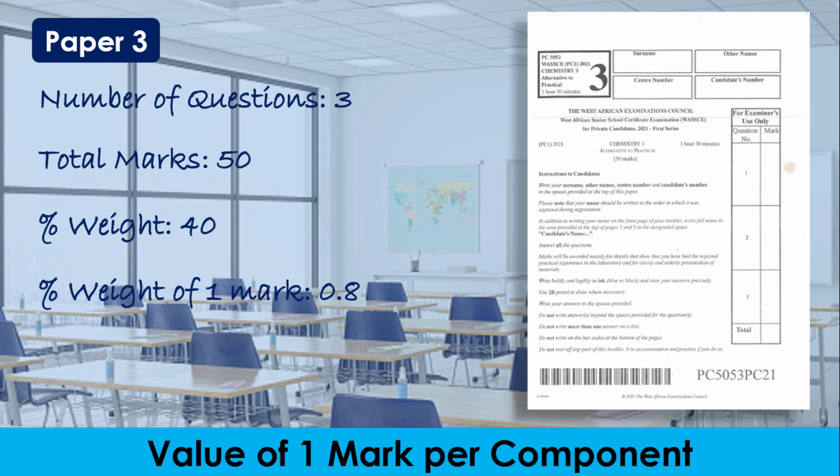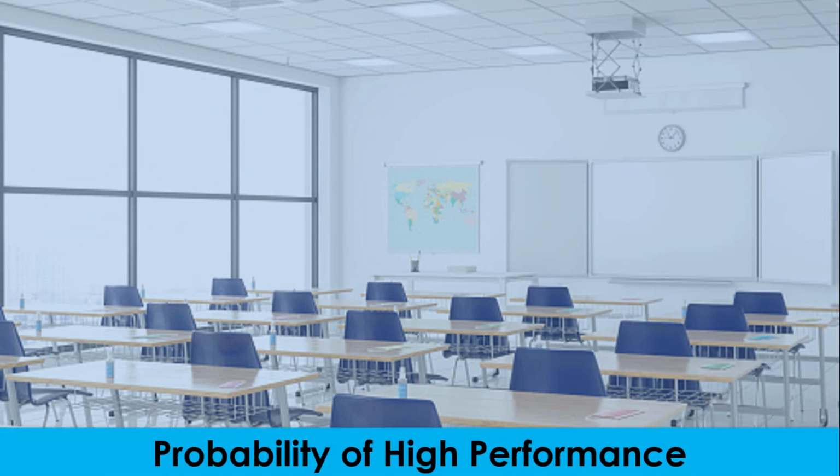Don't get us wrong, all the 3 components are important and you must perform very well in all of them if you must make that A1. But you will have to be more strategic with paper 3 than others. Now that we know the value of 1 mark in each of the components, let's now analyze each paper based on the probability of good performance.